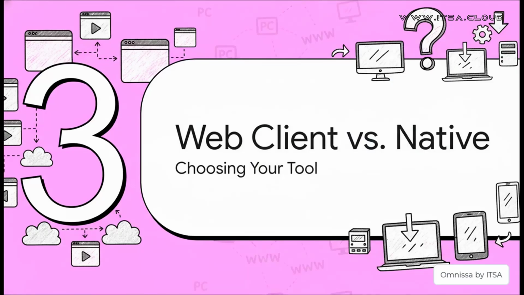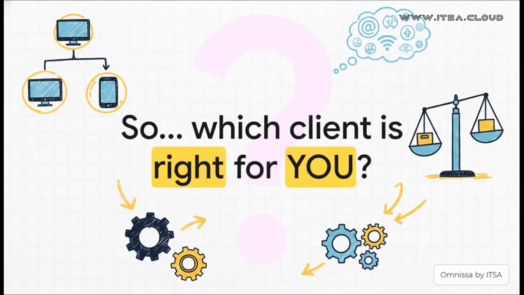So now we know what the web client is and how it works. And that brings us to the biggest question of all. When should you use it versus its more powerful sibling, the full installable native client? Honestly, making this choice is at the very heart of using Horizon the right way. So yeah, which one is right for you? It's not about one being universally better than the other. It's all about picking the right tool for the specific job you need to do at that moment.